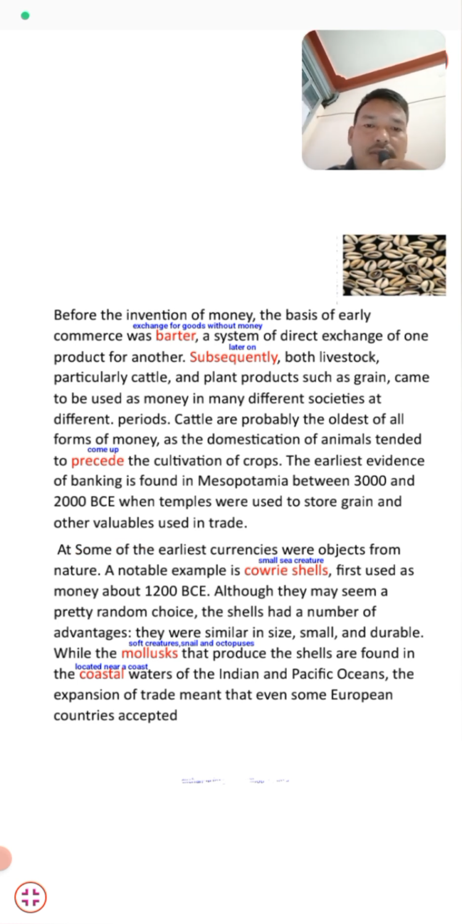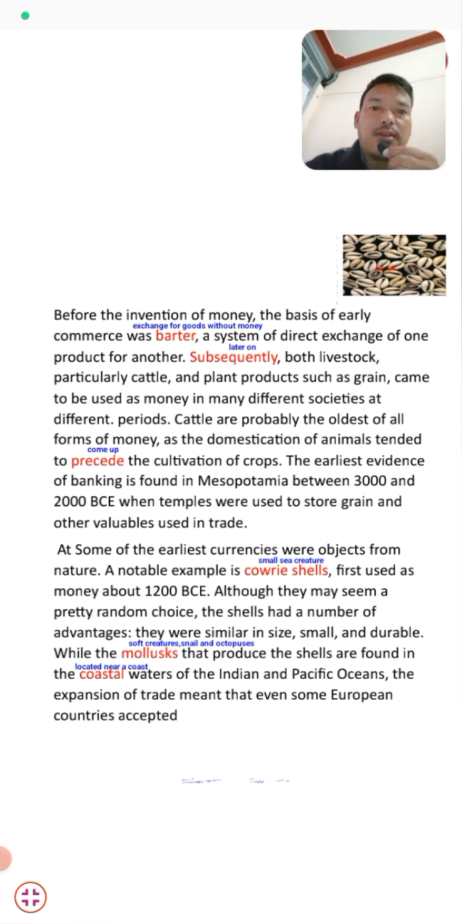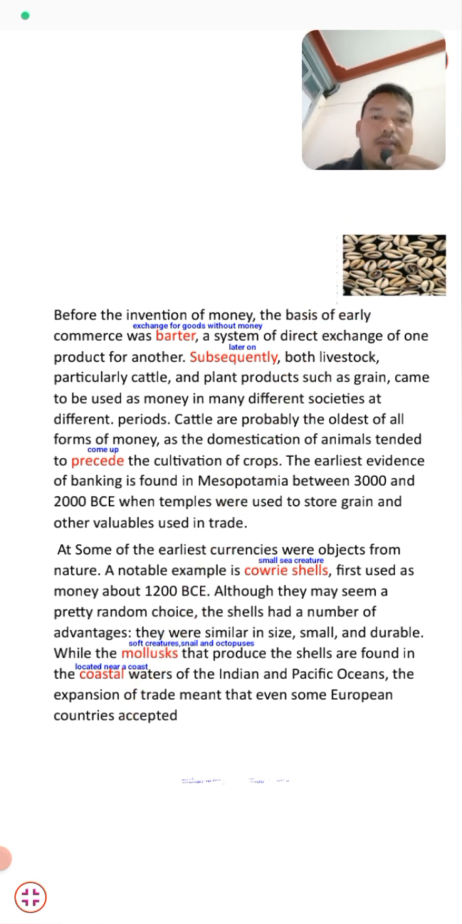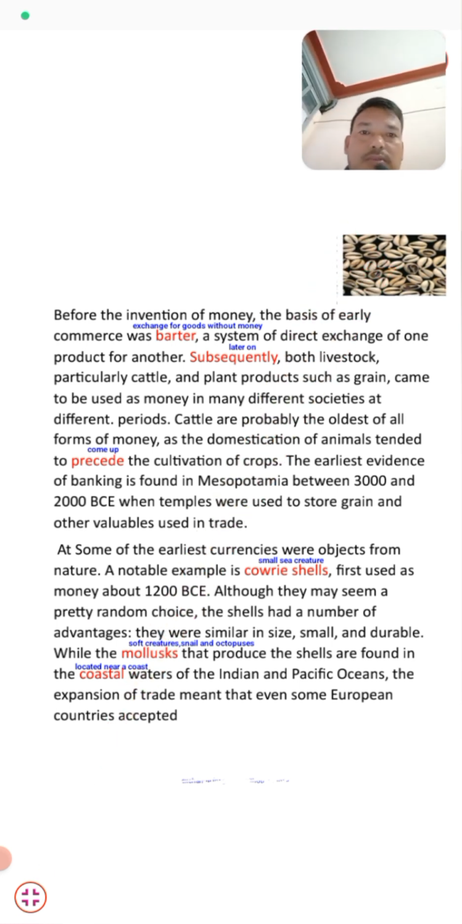Some of the earliest currencies were objects from nature. Students, some currencies were found in nature. A notable example is cowrie shells. A cowrie is a small sea creature, as you can see in the picture here, which is found in the sea, and was first used as money about 1200 BC.